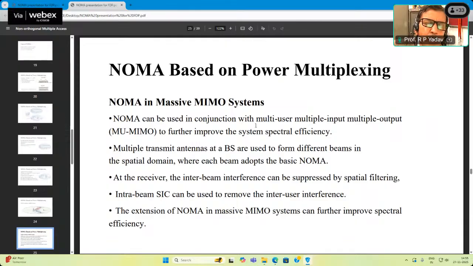NOMA can be used in conjunction with multi-user multiple input, multiple output to further improve the system spectral efficiency. Multiple transmit antennas at the base station are used to form different beams in the spatial domain. I think you should understand this: spatial domain means the space, the same frequency signal, like in basic mobile communication systems.